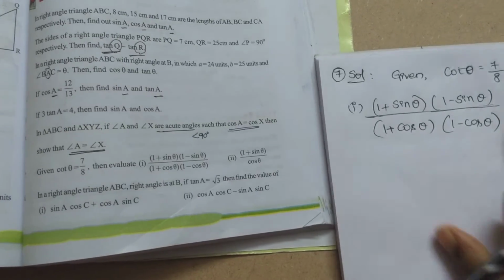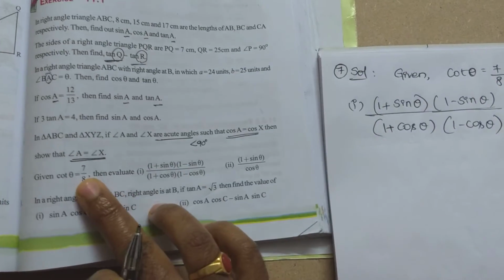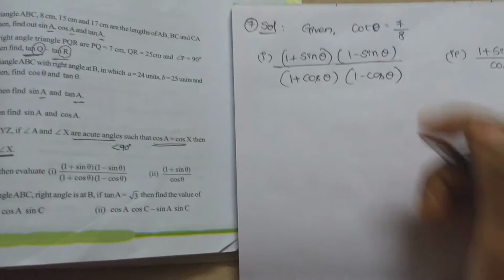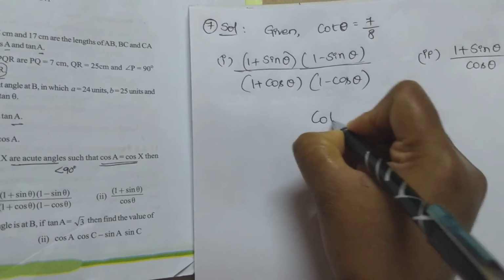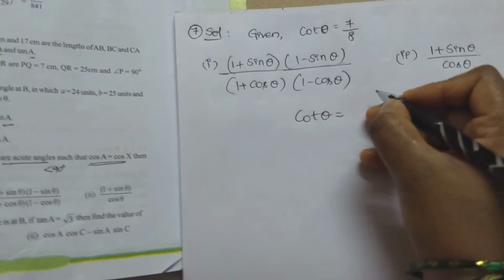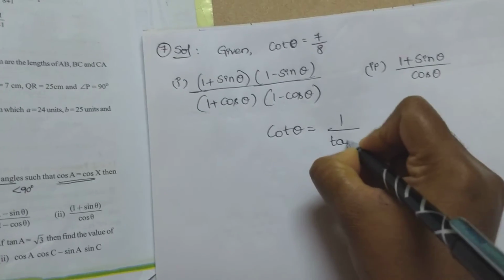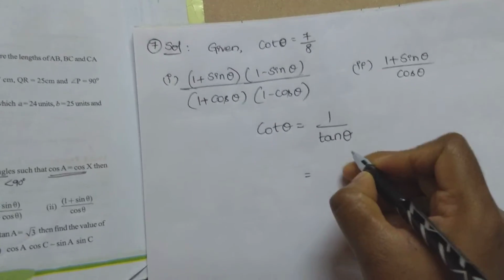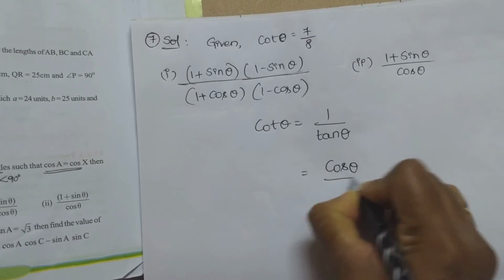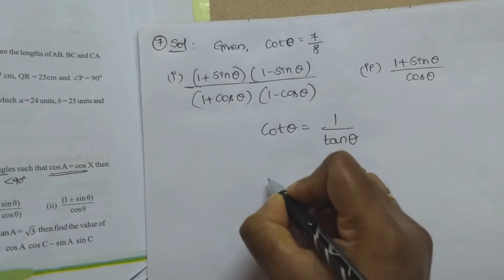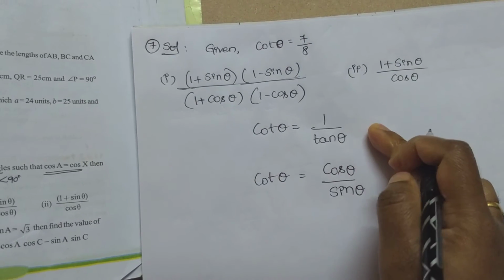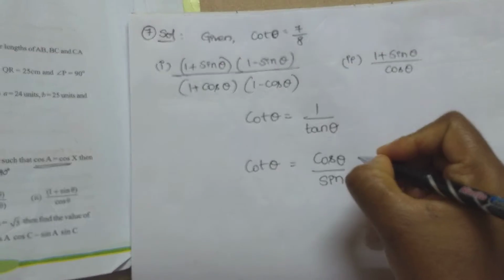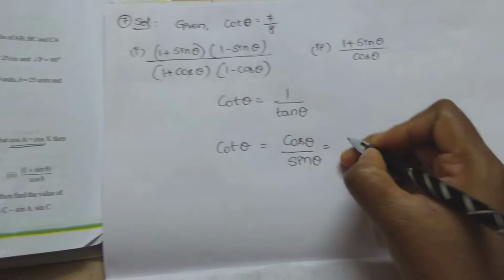So they have given cot theta, the value 7 by 8. What is the formula for cot theta? We have learnt that cot theta is nothing but the inverse of tan theta, correct? Cot theta is nothing but 1 by tan theta, which can be written as cos theta by sin theta. Cot theta can be written as 1 by tan theta or cos theta by sin theta. So from the formula point of view, what can we write here?